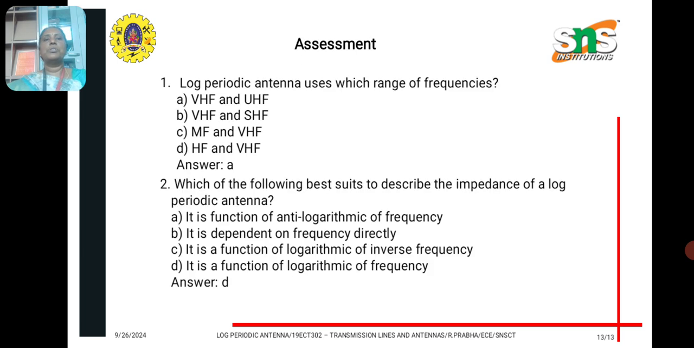So the assessment questions. Log periodic antenna uses which range of frequencies? It is very high frequency and ultra high frequency. And the second question: which of the following best describes the impedance of a log periodic antenna? It is a function of the logarithm of frequency.